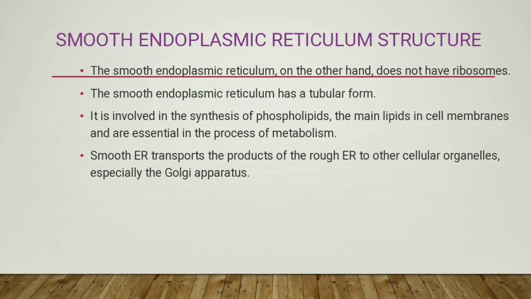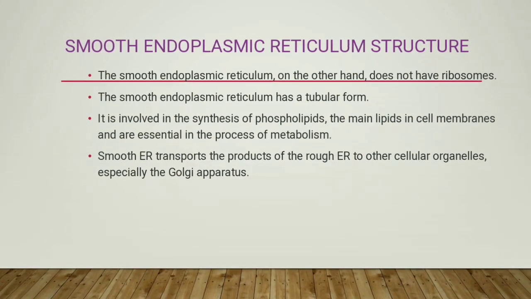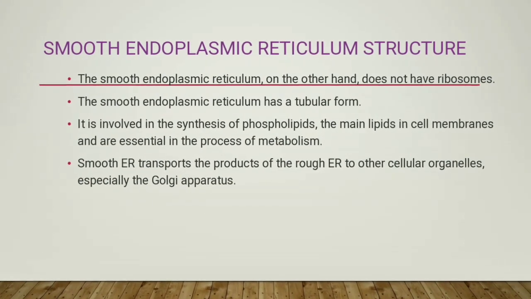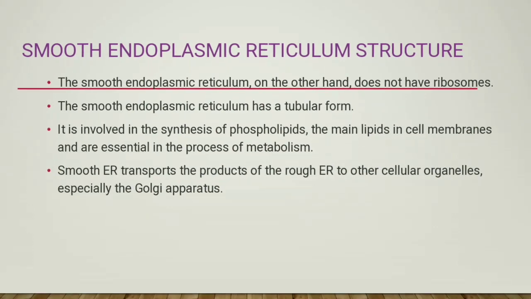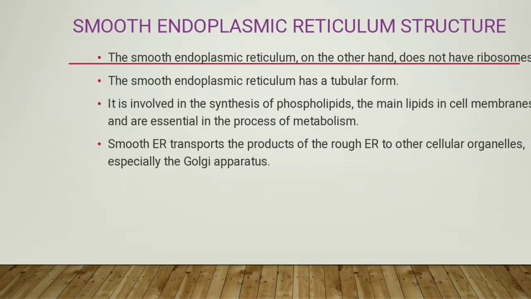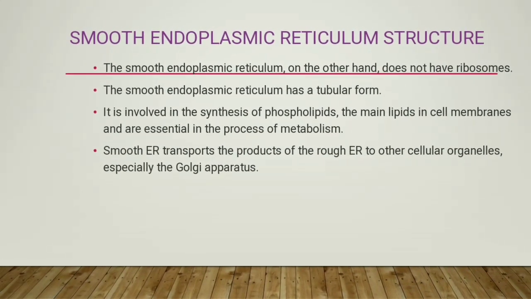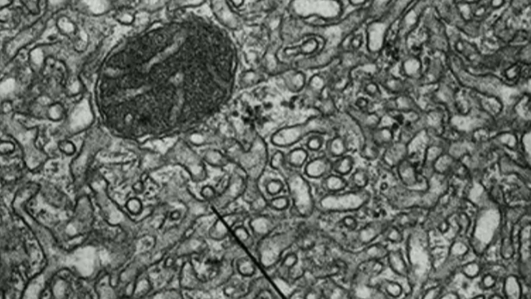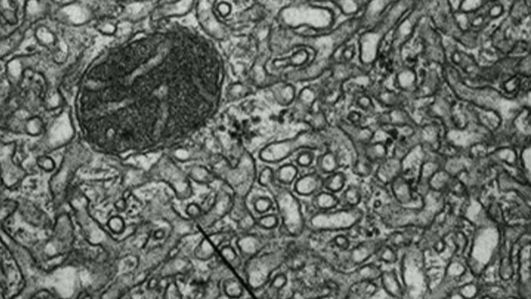The smooth endoplasmic reticulum does not have ribosomes on it. It is in the form of tubes. It is involved in the synthesis of phospholipids, the main lipids in cell membranes, and is essential in metabolism. Smooth endoplasmic reticulum transports the products of the rough endoplasmic reticulum to other cellular organelles, especially the Golgi apparatus, through vesicles. This is the microscopic image of smooth endoplasmic reticulum in an electron microscope. You can see no ribosomes present on its surface.